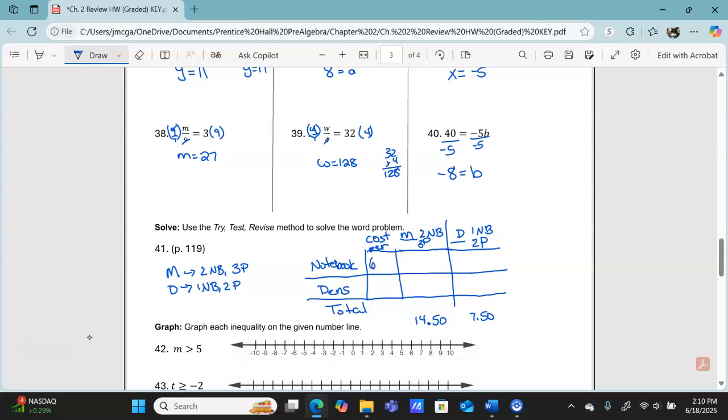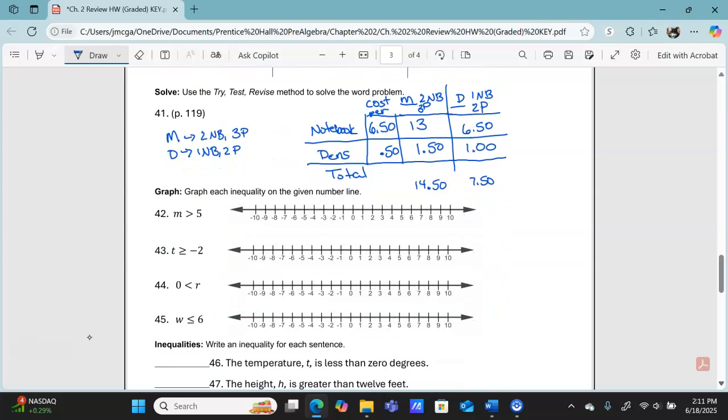What was I at? $6? Let's try $6.50. $6.50 times 2 is $13. That would leave me with $1.50 here, which would be 50 cents per pen. So that one would work. So 1 notebook at $6.50, 2 pens, 2 times 50 cents would be $1. So this is the price. It took some time to get there, but that's okay.